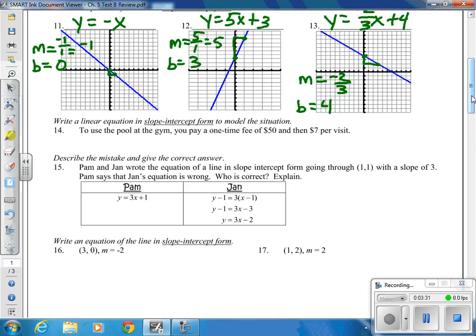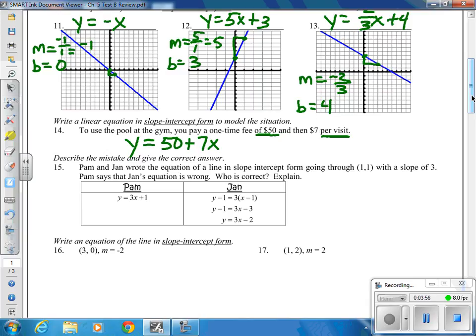To use the pool at the gym, you have to pay a one-time fee of $50, so everybody who goes, no matter how many times, has to pay $50, and then $7 per visit. You don't know how many visits, that's where your x is going to go. So you have $50 plus $7 times your number of visits. All of that is going to equal your y value, because the equation needs to be in intercept form, so it must say y equals and then the other stuff.